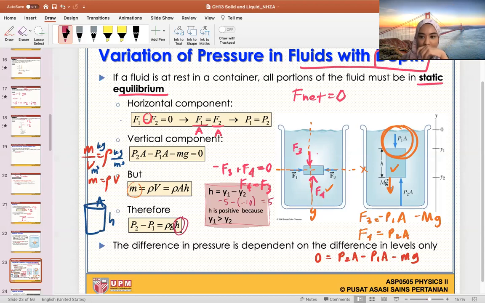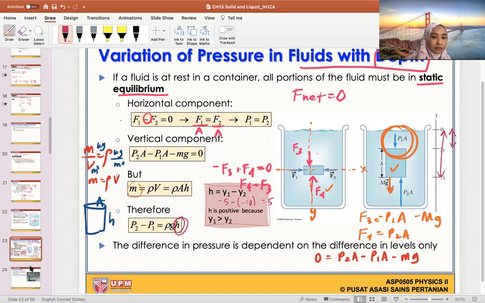Okay, what difference in height? So this height minus this height, or vice versa, as long as the value is positive.